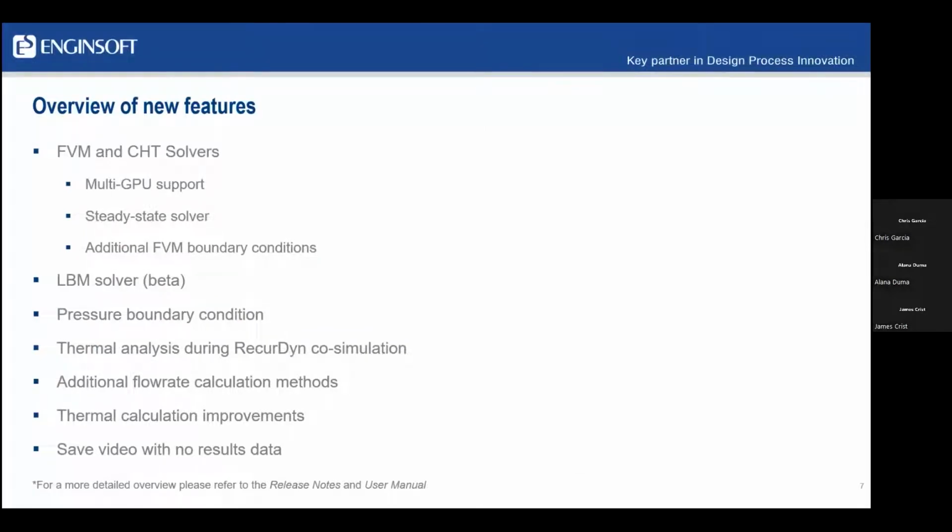So I'm going to do an overview of features, and then we'll jump into a couple of them in more detail. And I'm sure over the next few months, we'll dive into more of these as we go on. So a couple of big announcements related to the FVM and CHD solvers. In previous versions, the multi-GPU support didn't work for those two solvers, but now we do have support for multi-GPU. For some of the larger models, I think that's going to make a pretty large difference.